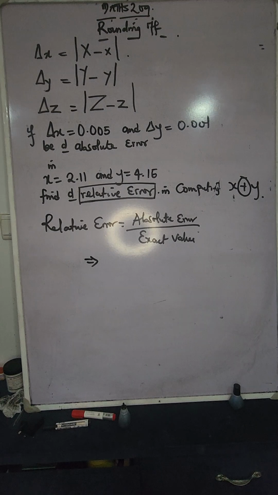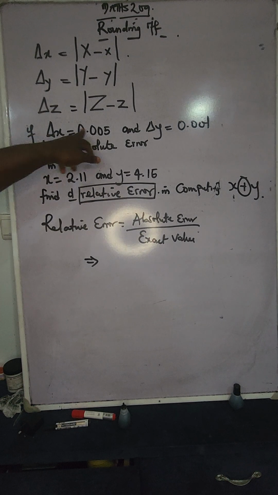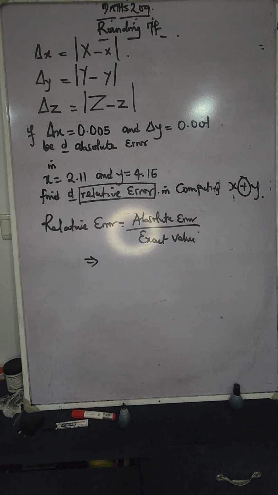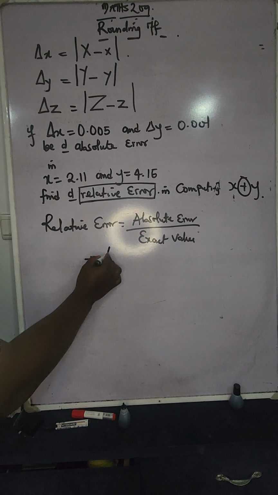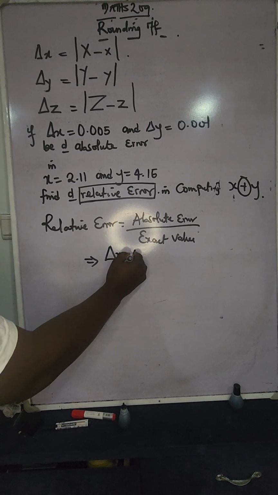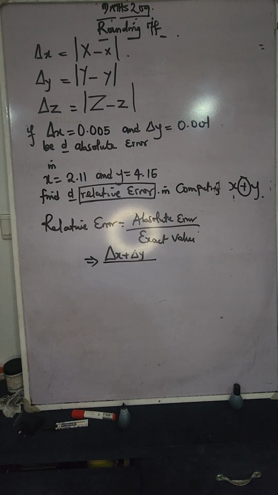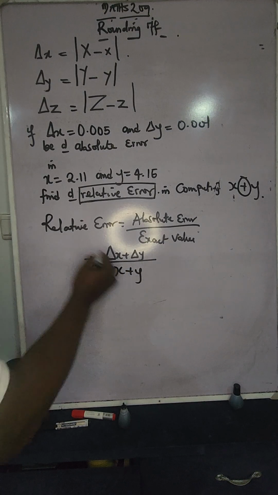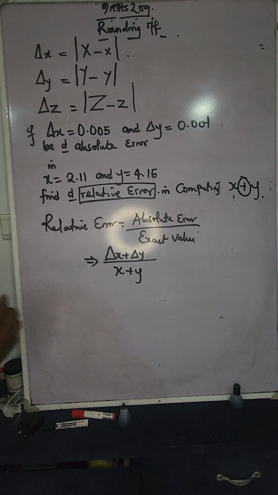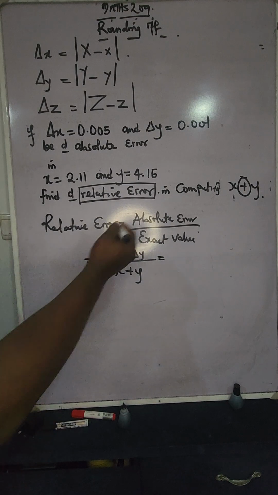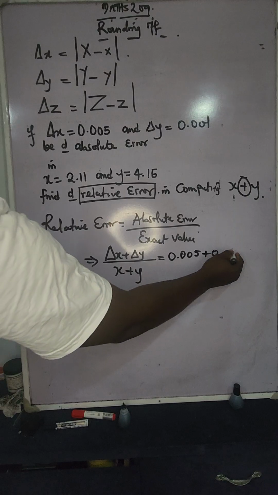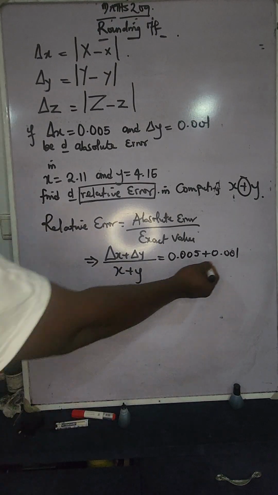And so we have two basic absolute errors here, which are the change in x and the change in y. Because we are computing plus, we're going to add the absolute errors. So change in x should be added to change in y, and then you divide. What is the exact value? The exact value is x plus y, right? We find that the change in x is 0.005, and we add it to the change in y, 0.001, and then we divide.